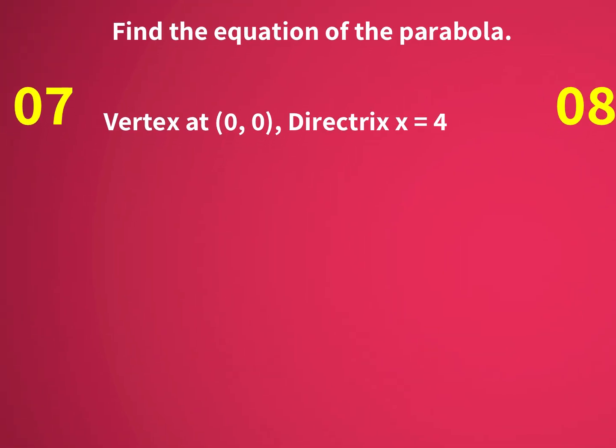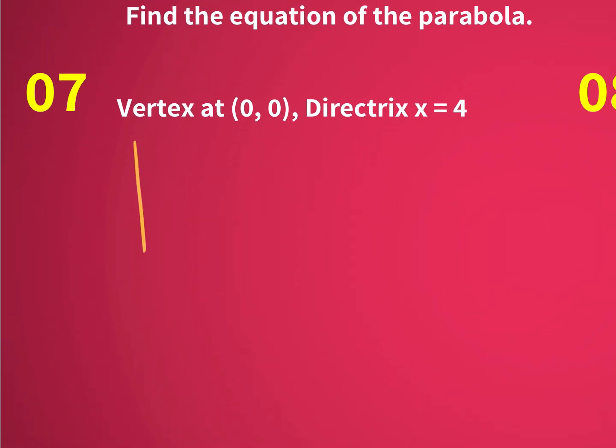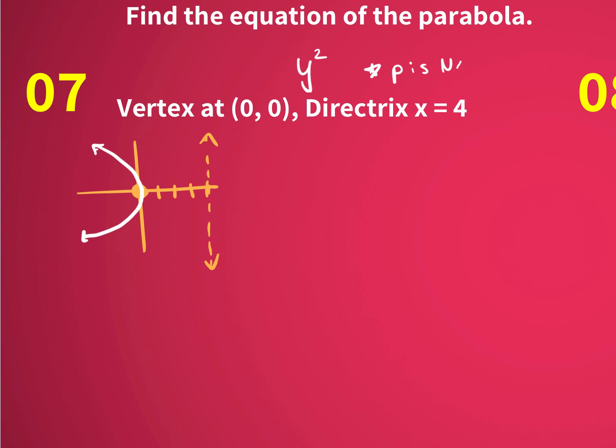Let's look at number 7. Our vertex again is at 0, 0. Our directrix is x equals 4. So that's going to go through the x-axis through 4. Our graph opens away from the directrix, so it's going to open to the left. Since it opens to the left, it's going to be y squared and p is negative because it's opening in the negative direction. So make a note of that.